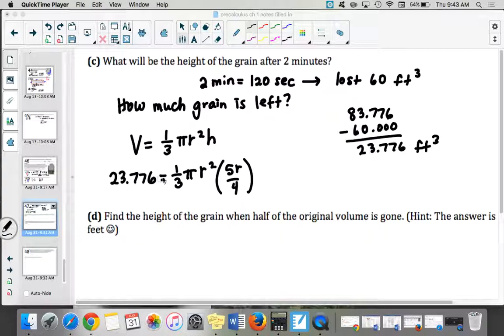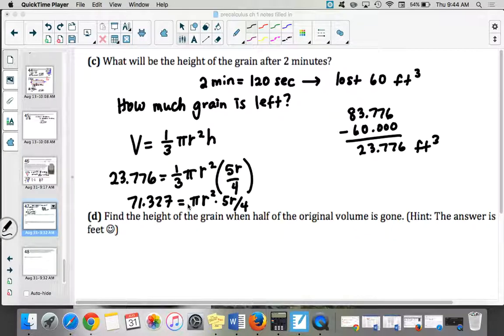All right, so let's get rid of the 1/3 by multiplying the 3 over. When I did that, I got 71.327. So I left things nice and precise. I'll do this a lot, where that 23.776, I had that in my calculator because I did my 83 number that had lots of decimals. I subtracted out 60, and then I kept that number nice in my calculator, okay? So I multiplied by 3, and I got 71.327 equals pi r squared times 5r over 4.